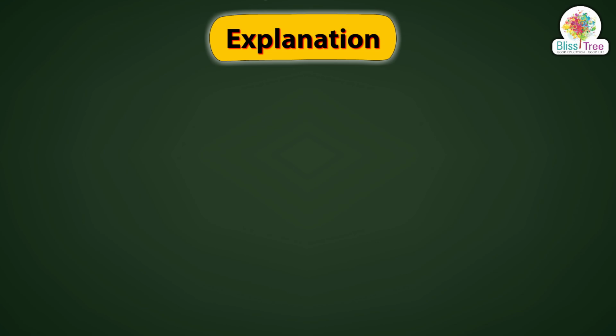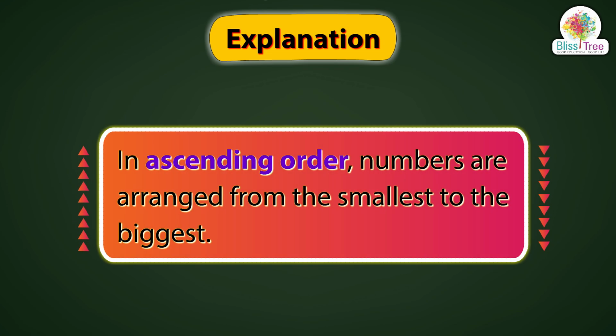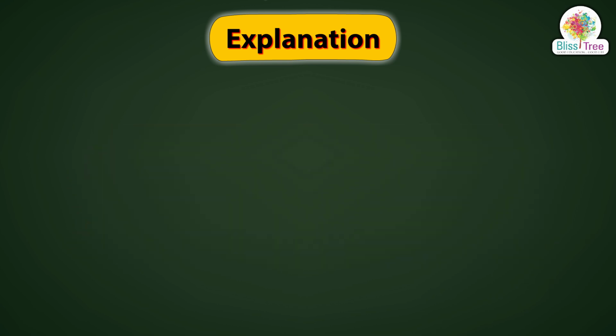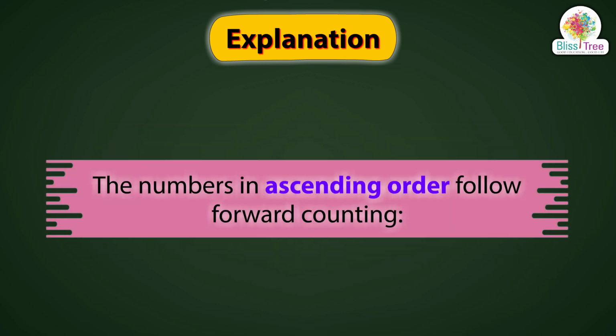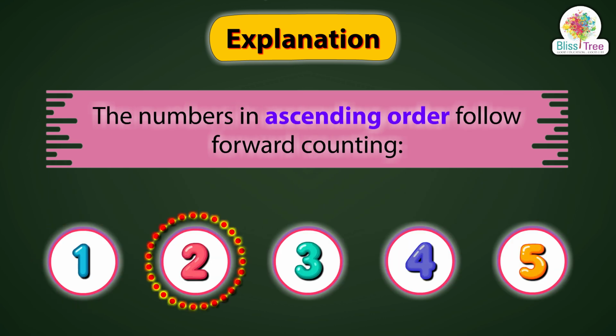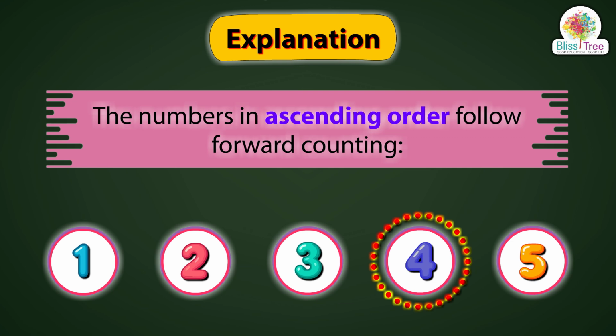Explanation. In ascending order, numbers are arranged from the smallest to the biggest. The numbers in ascending order follow forward counting. 1, 2, 3, 4, 5.